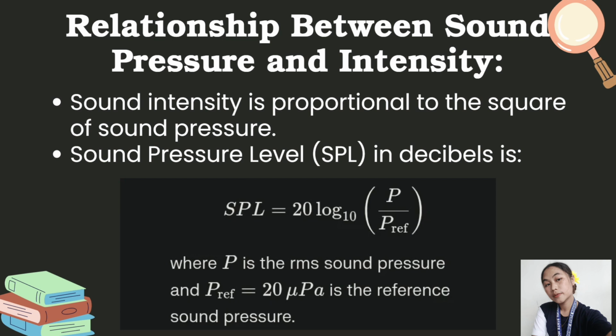We usually measure sound pressure using the sound pressure level, or the SPL, expressed in decibels. The formula is SPL equals 20 log base 10 of P over P ref, where P is the root mean square, or the RMS sound pressure, and P ref is the reference pressure, which is set at 20 micropascals, the quietest sound that the human ear can hear. Next slide, please.